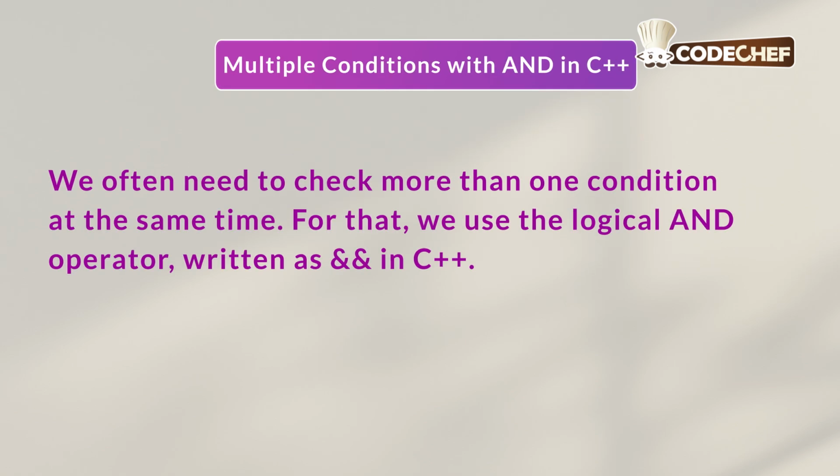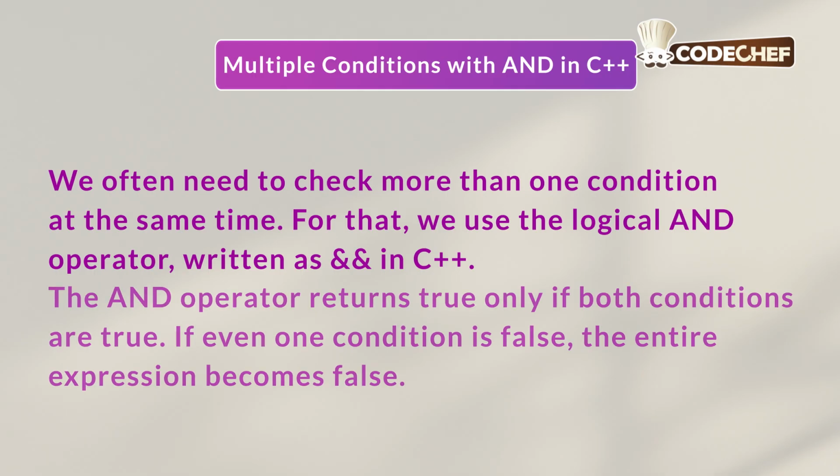We often need to check more than one condition at a time. For that, we use the logical AND operator, which is written as && in C++. The AND operator returns true only if both conditions are true. If even one condition is false, the entire expression becomes false.